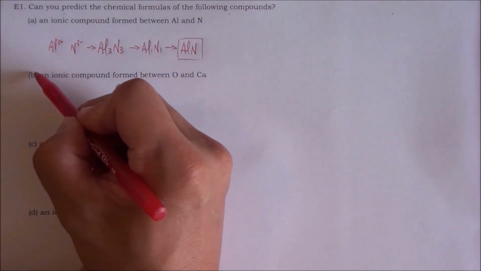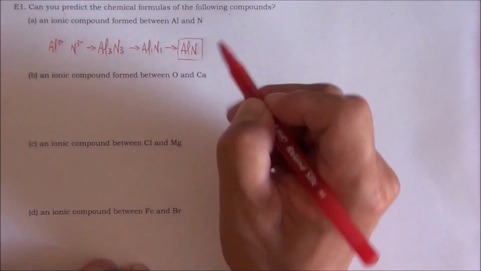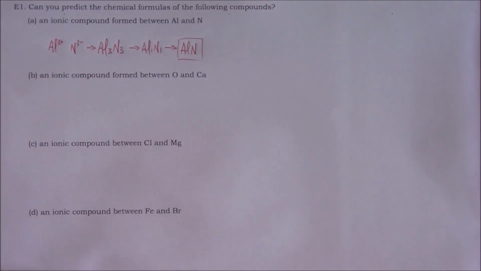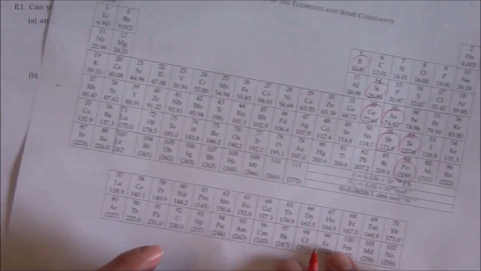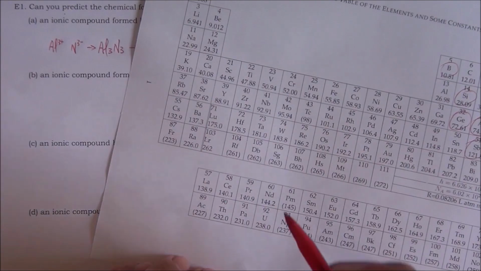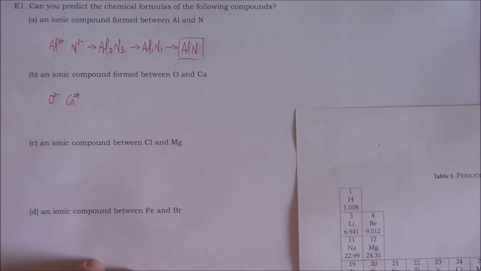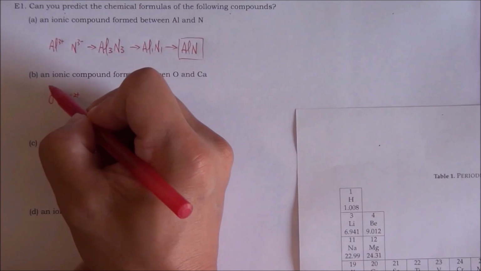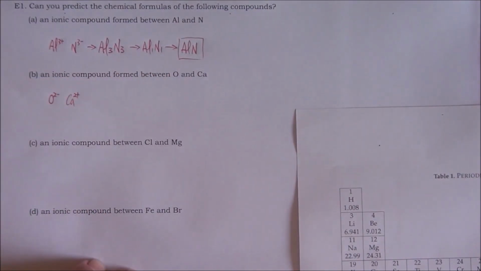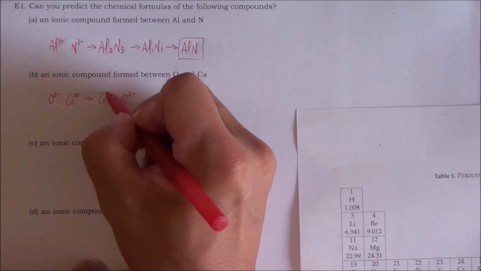Problem B. An ionic compound formed between oxygen and calcium. Let's look at the periodic table. The charge of the most stable ion of oxygen is -2. The charge of the most stable ion of calcium is +2. The rule says when you write down the chemical formula of an ionic compound, you should put down the cation in front of the anion. So let's switch them. Then we need to switch the 2 numbers.